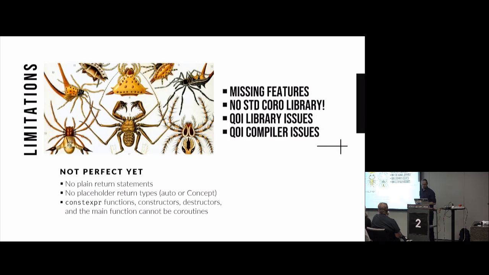Right. So as I said, coroutines are not perfect. They're very new. And we saw examples of coroutines that are templates. We saw examples of coroutines that are methods. We saw examples of coroutines that are actually lambdas. However, they cannot have auto return types or concepts. They can't be constexpr at the moment. You can't make constructors or destructors coroutines, or actually the main function, although I don't even know what that would mean, but I'm sure somebody will find a use case.